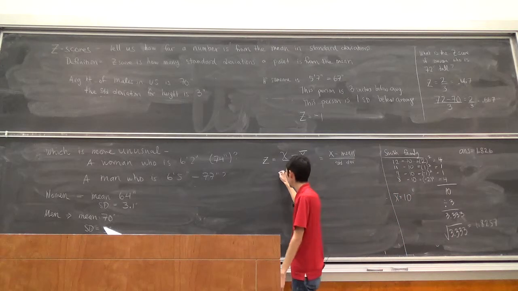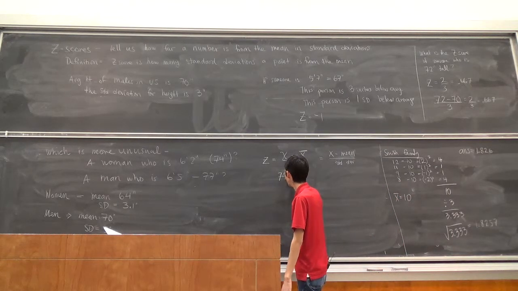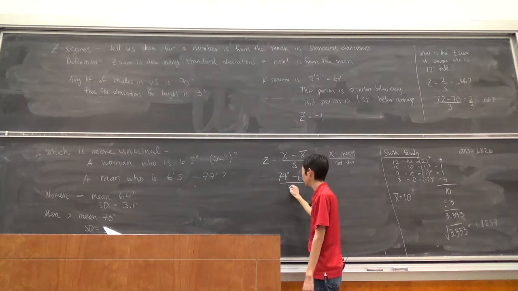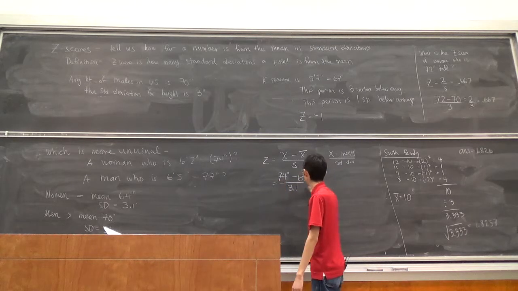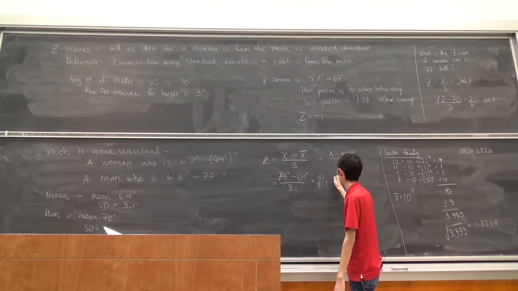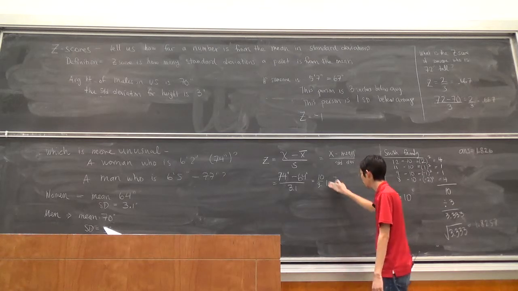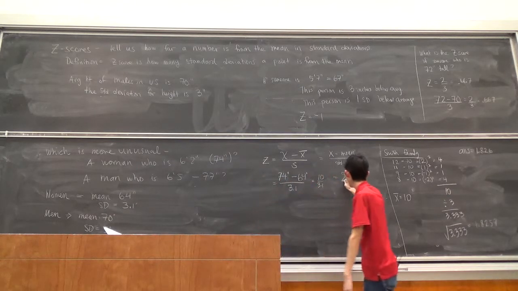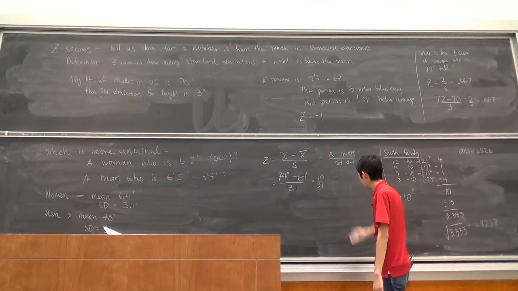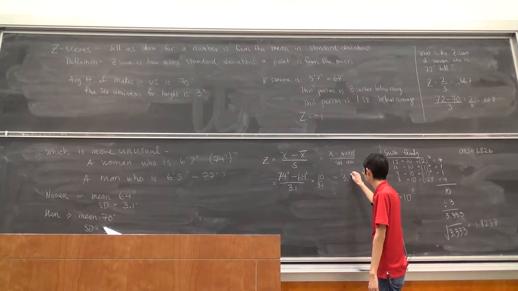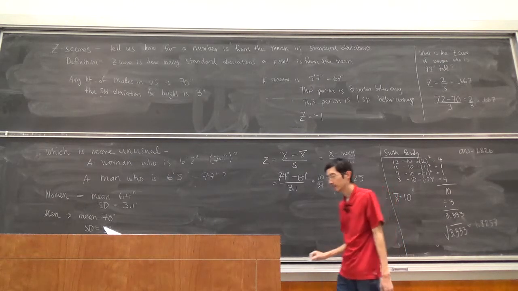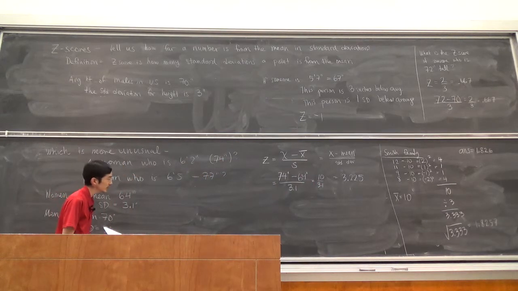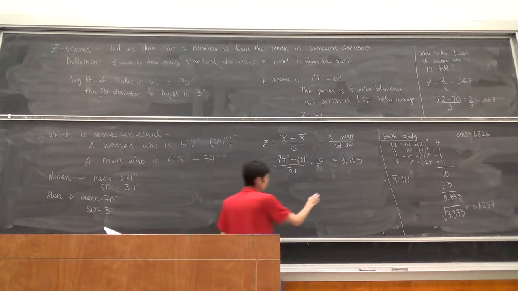So over here this woman is 74 inches tall, and we subtract off the mean of 64 inches, and we divide by 3.1, so we get 10 over 3.1, and we get 3.225. So this woman has a z-score of 3.225. That's the z-score of the woman.